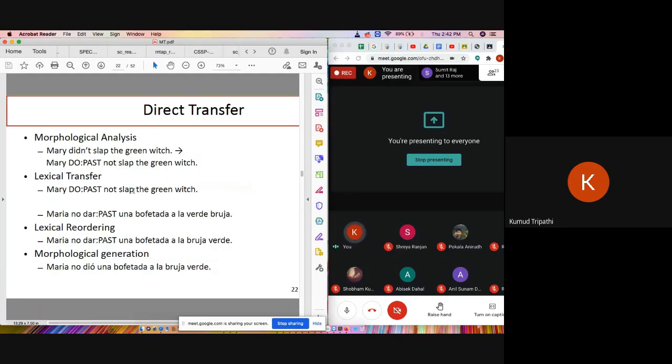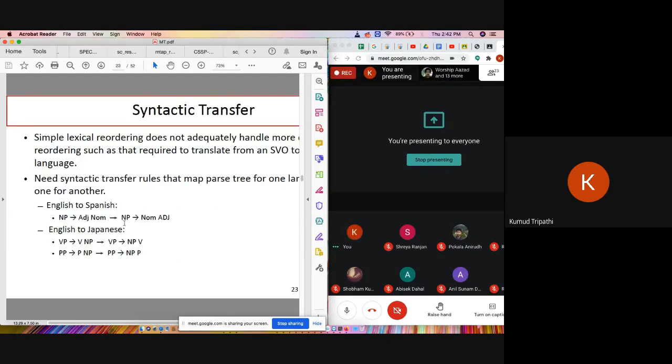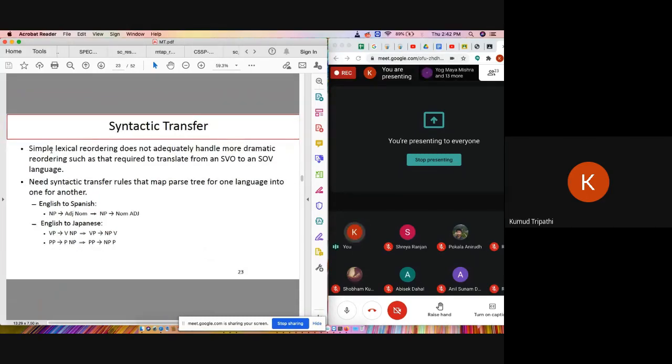This direct transfer we have already studied. The syntactic transfer means that syntactic information needs to be captured: what is the syntactic information present in the source language, and what is the syntactic information in the target language. Like English to Spanish, when you want to convert an English sentence into Spanish, in English the syntactic structure is noun phrase produces adjective nominal, whereas in Spanish the rule is noun phrase produces nominal and adjective. So you need to have information of both of these syntactic, grammatical rules. Then only you can perform the correct translation.